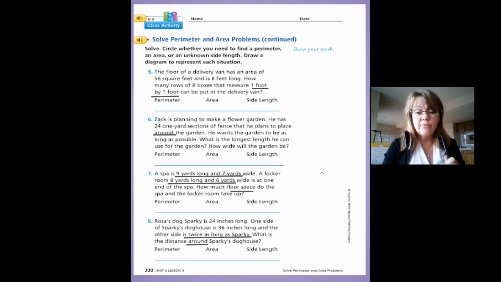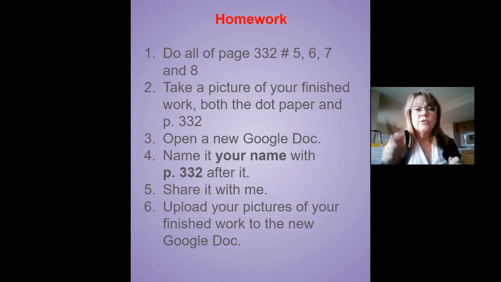You're going to then, for your homework, you're going to do those 4. Take a picture when you're finished. Put it in a new Google Doc. Name it your name and page 332 after it. And then share it with me. Upload your pictures of your finished work to the new Google Doc.